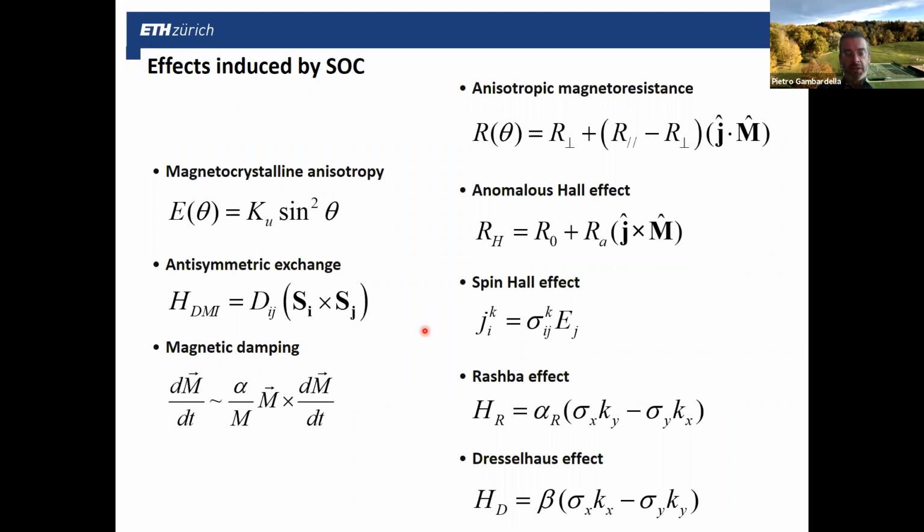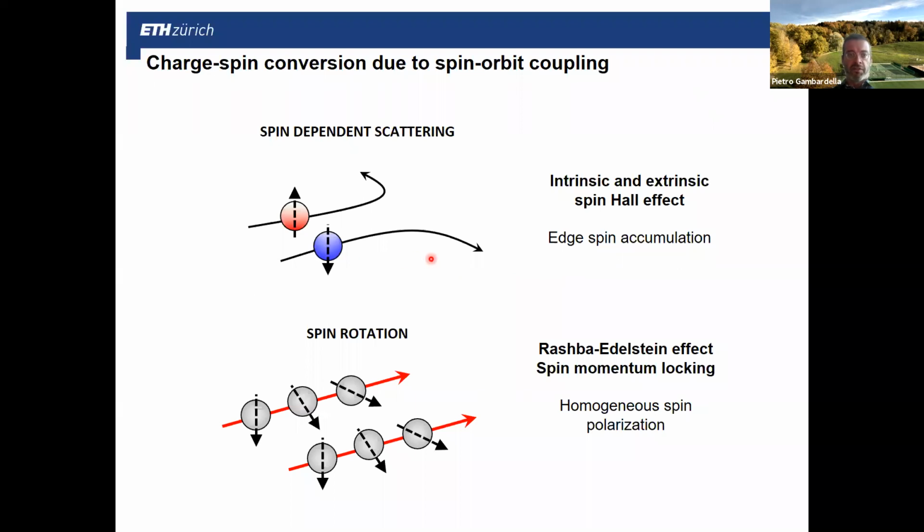For example, without magnetic anisotropy, we would not have a fixed magnetization. Without magnetic damping, we would not have a connection between spin and lattice, so it would be hard to excite and de-excite a magnet. And so this interaction between the spin system and the lattice and the orbital system is therefore very important. So today I'll focus more on the transport effects, and in particular, those effects that allow for transforming a charge current into a spin current.